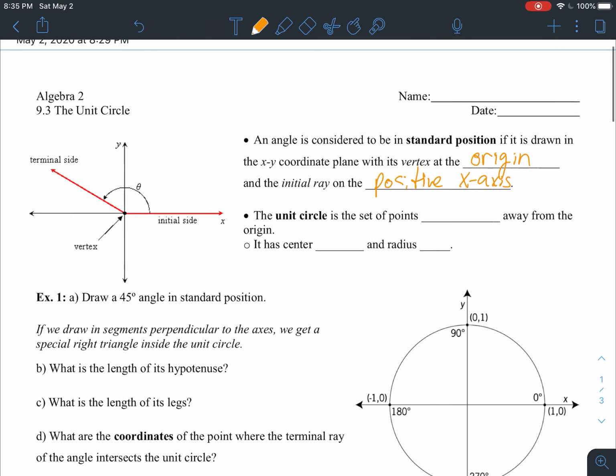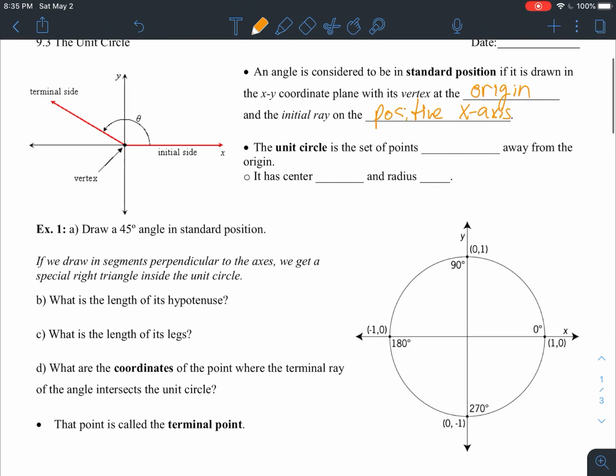So what we're talking about today, extending that beyond, is something called the unit circle. The unit circle, as it sounds, is a set of points that are all 1 unit away from the origin, which means, since it's at the origin, its center is at 0, 0, and the radius of that circle, if all those points around the outside of it are 1 unit away, would be 1. And we're going to be taking a look at how our different angles interact with that circle.